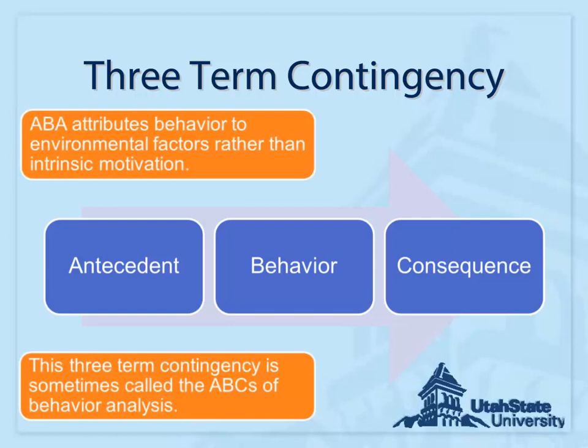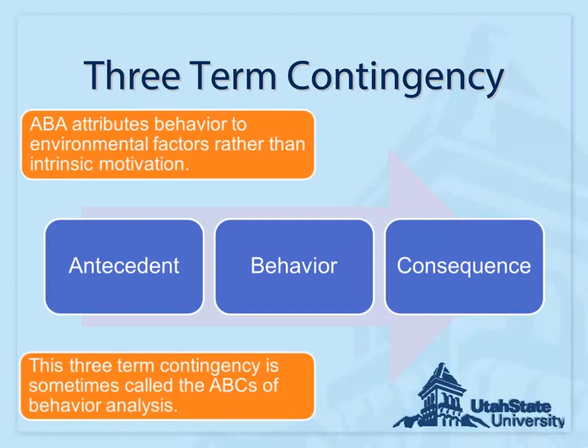So, here we are at last. This is the 3-term contingency. Antecedent events come before the behavior. SDs signal that reinforcement or punishment is available. MOs alter the value of those consequences. The behavior occurs to get access to that consequence. And lastly, the presence of reinforcement or punishment increases or decreases the future occurrence of that behavior.